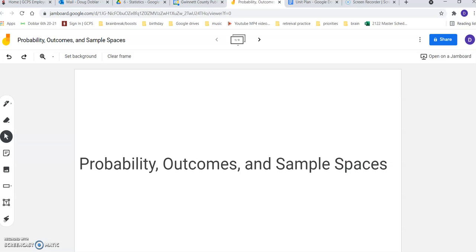We're going to talk today about 3 different things. They are, as you can see, probability, outcomes, and sample spaces. 3 terms for you to get to know today. Please make this the title on the next free page in your math notebook.